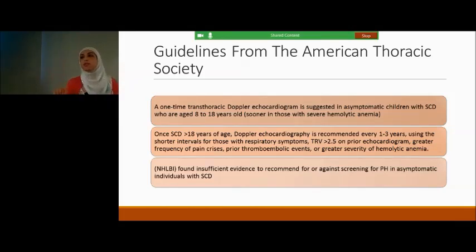Those, you're going to pay attention to them a little earlier, and you're going to start screening earlier. And then it's the same following the other slide of looking at the TRV and paying attention to the number, so it can dictate when you send those kids to the cardiologist. And finally, unfortunately, they were not able to recommend for or against screening of asymptomatic patients for pulmonary hypertension. There wasn't enough evidence.